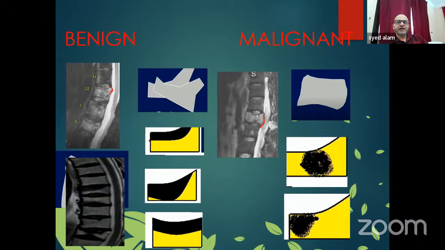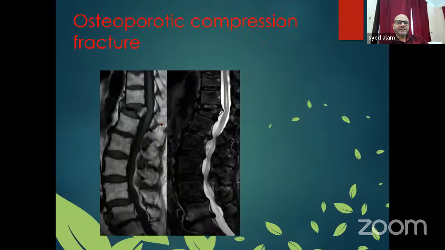If the vertebral body has maintained a band-like end plate, normal marrow, that is benign. If it is round, something like that, it is malignant. Then I will show you some cases. Like this case, here the vertebra is totally collapsed and you can see the posterior margin is angulated. So this is benign. This is osteoporotic compression fracture.